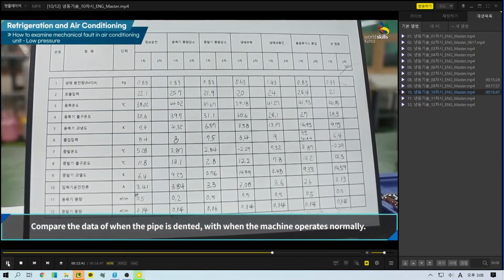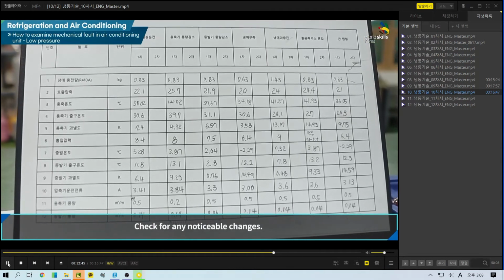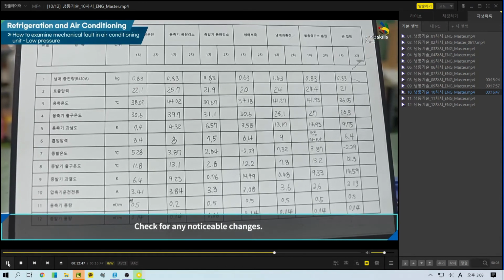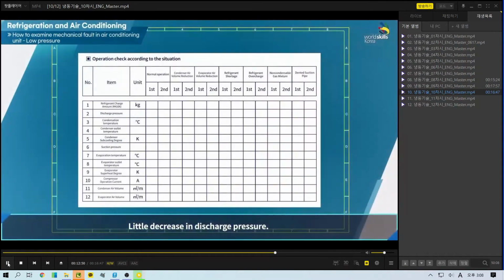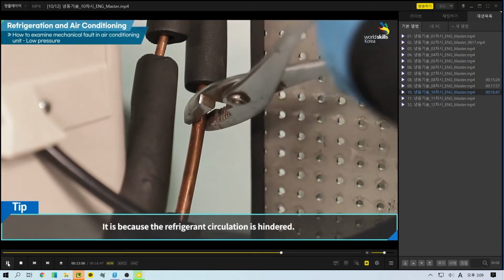Let's compare the data of when the pipe is dented with when the machine operates normally. Check for any noticeable changes. Little decrease in discharge pressure. Little increase in subcooling of condenser. Decrease in suction pressure. Increase in superheat of evaporator. The reason for the data change is because the refrigerant circulation is hindered.